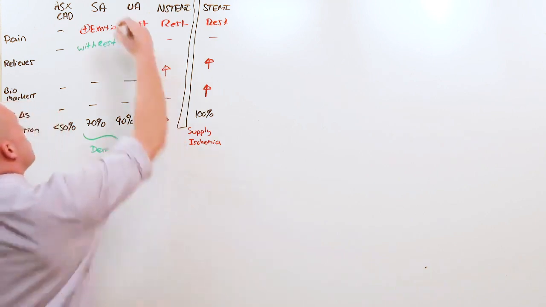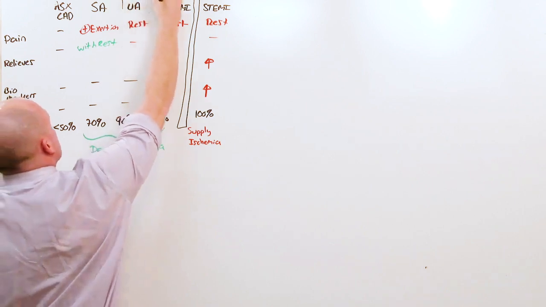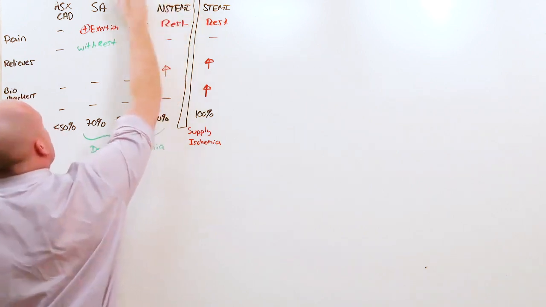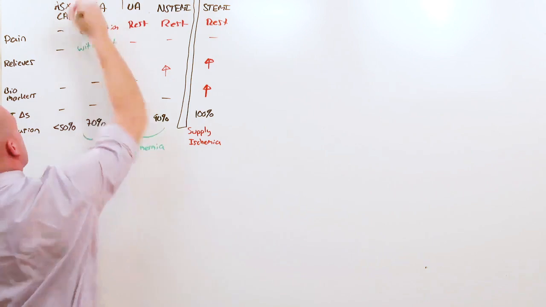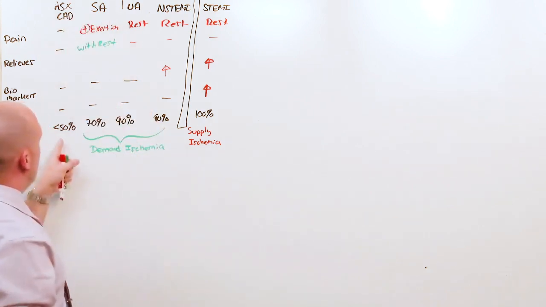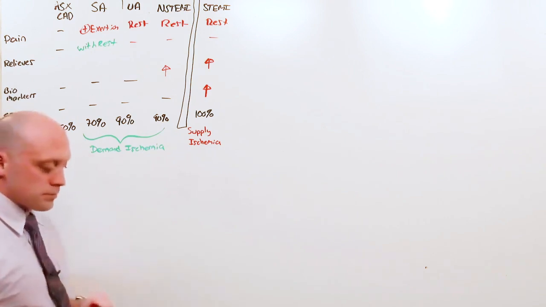Of these diseases, unstable angina to the right require hospital admission, whereas stable angina and asymptomatic coronary artery disease are taken care of in clinic and the person can go home. And of course I didn't say it, but asymptomatic coronary artery disease doesn't have any ischemia at all.